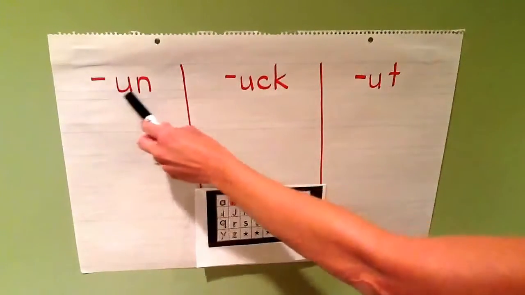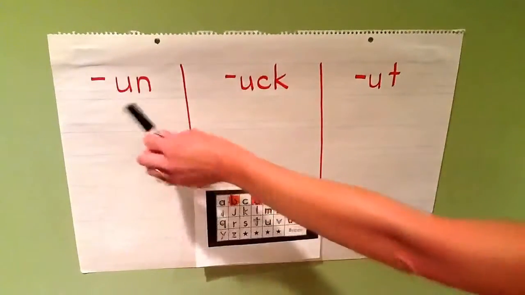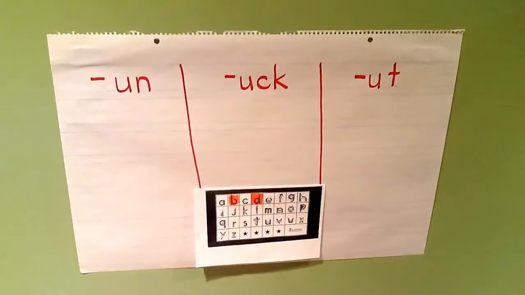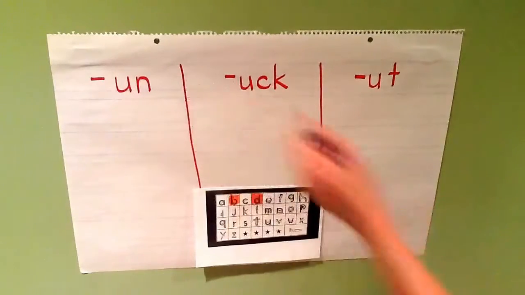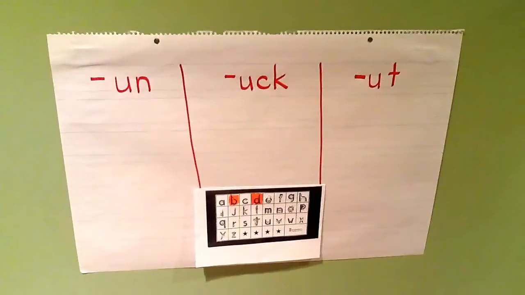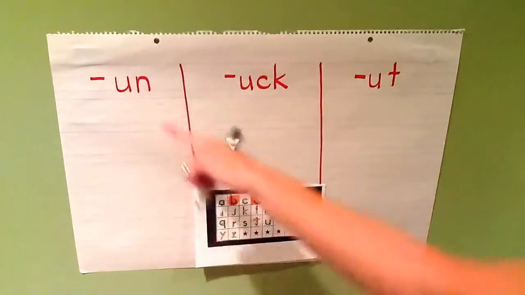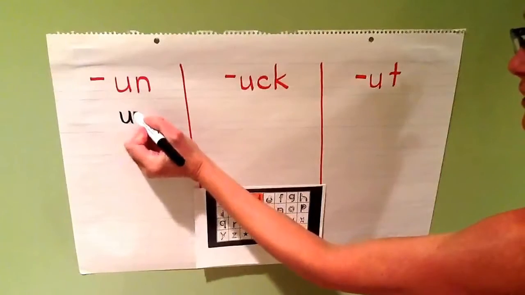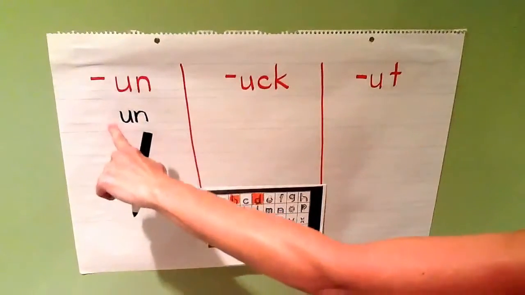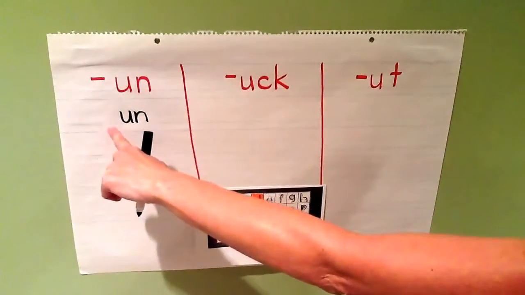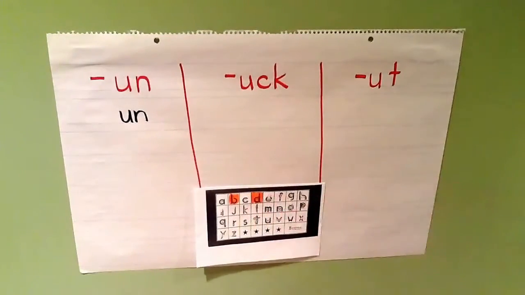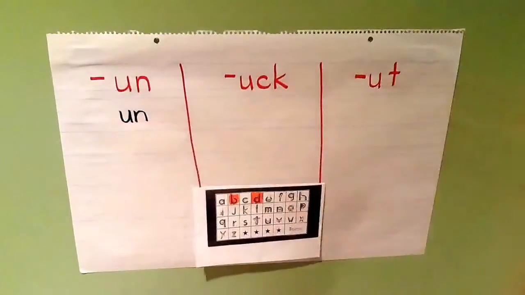I want you to look at my first word family. Read this word family with me. Un. I want to come up with some words that have the same word family. Say that with me again. Un. So if this is the word family, I'm going to write un right here. Then I want to find a consonant that I can add to the beginning of un to make a real word. Can you help me look here to find a letter to make a real word?